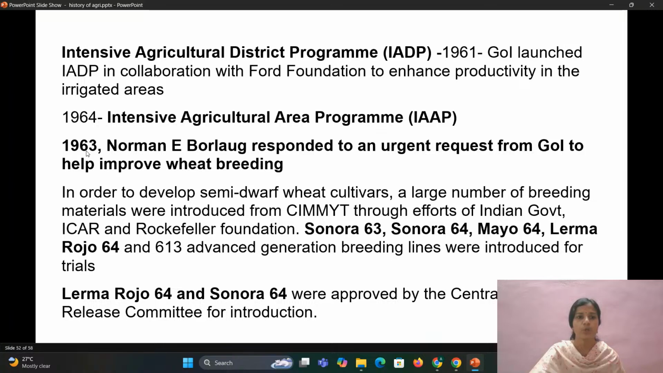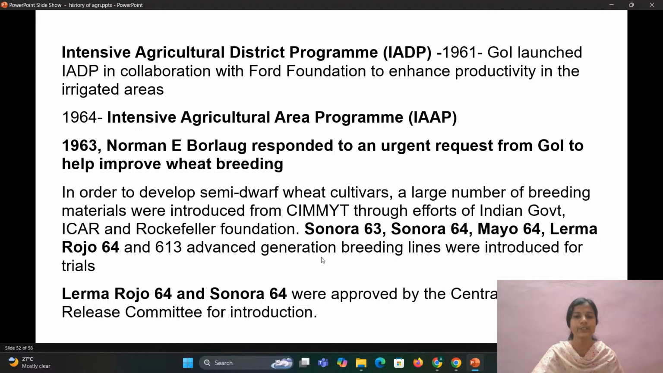With the help of Norman Borlaug, various dwarf wheat varieties were brought to India. Some of the major varieties brought to India for screening were Sonora 63, Sonora 64, Mayo 64, Lerma Rojo 64, and 613, and other 613 advanced generation breeding lines, for various trials. Finally, our Central Variety Release Committee approved two varieties, Lerma Rojo 64 and Sonora 64, for cultivation in India.